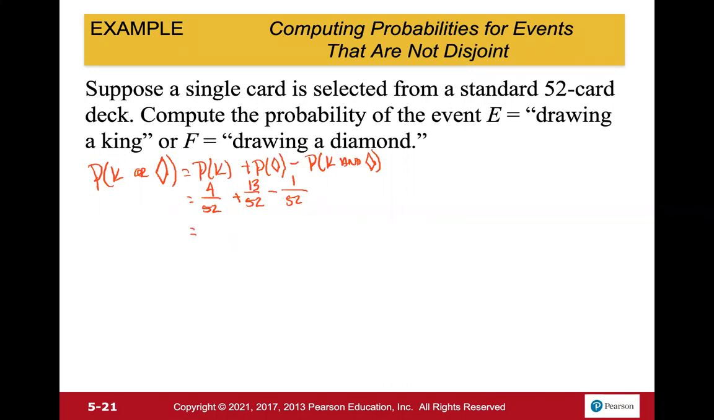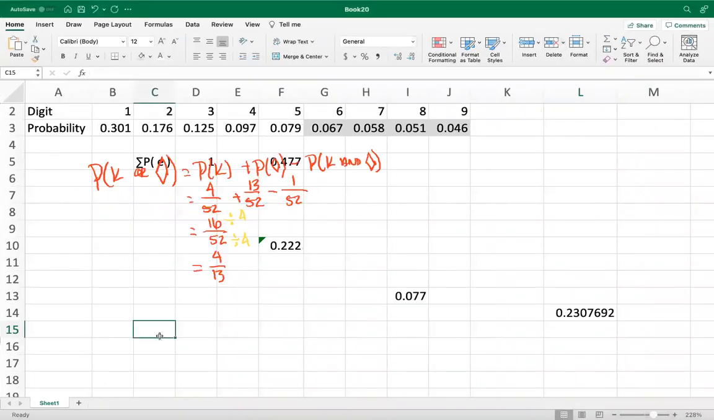So now remember, when we're adding fractions, if the denominators are the same, we could just add or subtract across the top. So 4 plus 13 is 17, minus 1 is 16. So we have 16 over 52. Both top and bottom are divisible by 4. So we end up with 16 divided by 4 is 4. 52 divided by 4 is 13. So 4 out of 13, or equal to 4 divided by 13, 0.308.